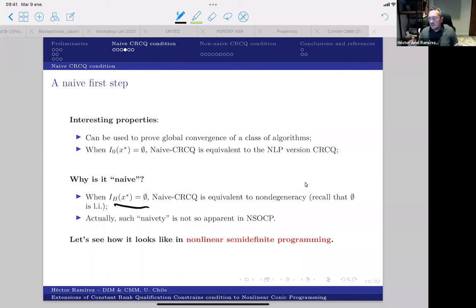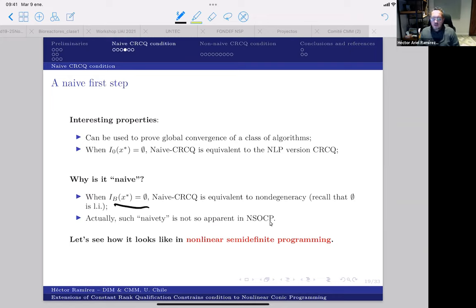The strongest condition we have is nondegeneracy. In that case, it becomes a very strong condition. Somehow it becomes equivalent to AICQ for conic programming. However, at least in our opinion, it still doesn't look that bad, even with this conic setting.